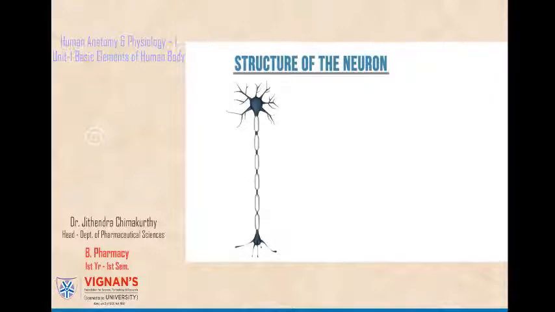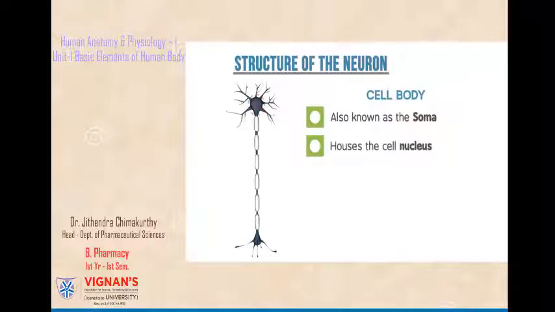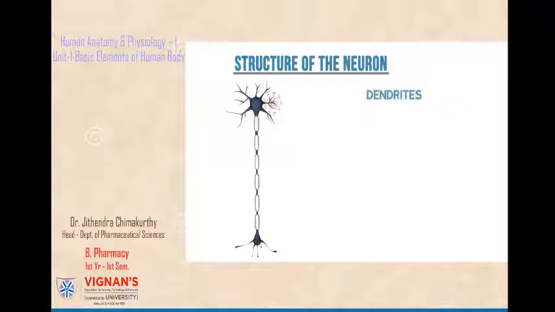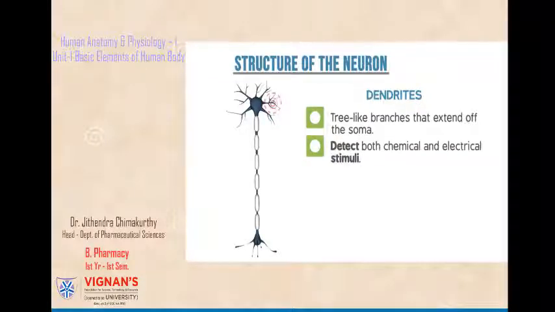To begin, the neuron has a cell body, which is also known as the soma, and which houses the cell nucleus. Next are the dendrites, which are tree-like branches that extend off of the soma. These are used by the neuron to detect both chemical and electrical stimuli.